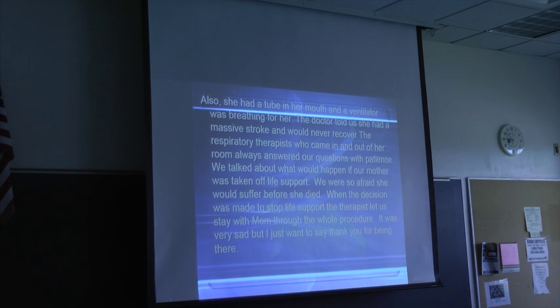The doctor told us she had a massive stroke and would never recover. The respiratory therapist who came in and out of the room always answered our questions with patience. We talked about what would happen if her mother was taken off life support. We were so afraid she would suffer before she died. When the decision was made to stop life support, the therapist let us stay with mom through the whole procedure. It was very sad, but I just want to say thank you for being there.